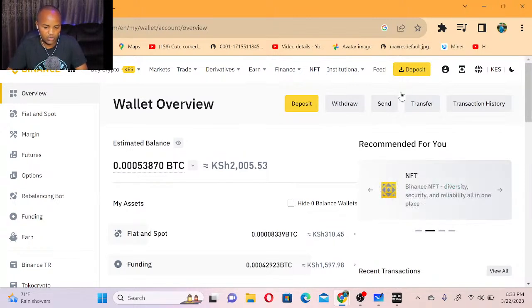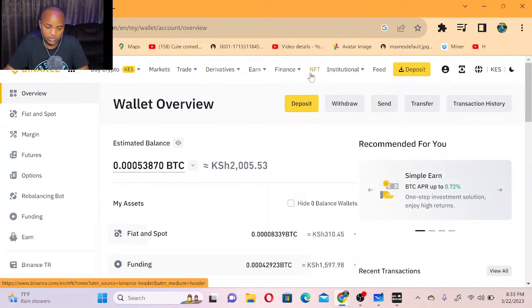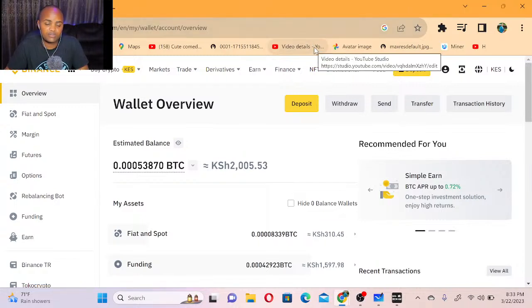That is like withdraw. You may meet the same person selling or buying, and after I've done my things, I can just go and sell him the same crypto. That happens. It's just very simple, you know. So that is very simple.